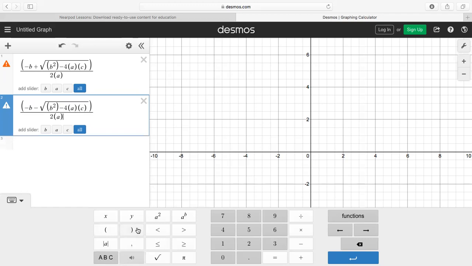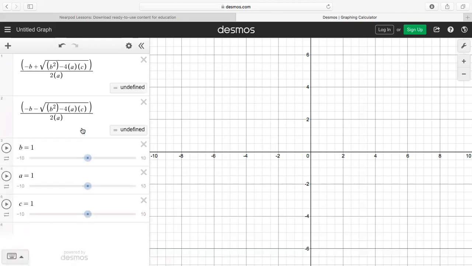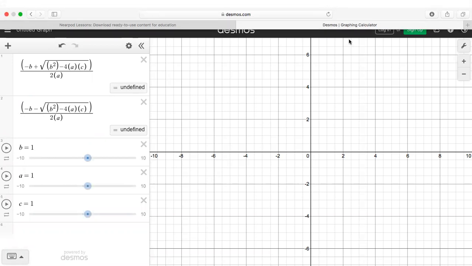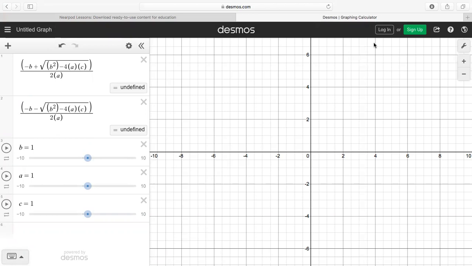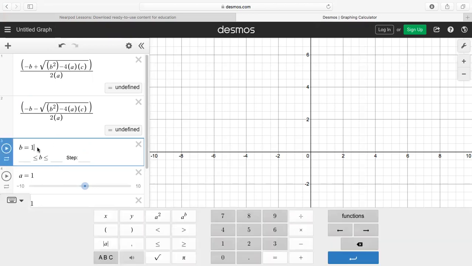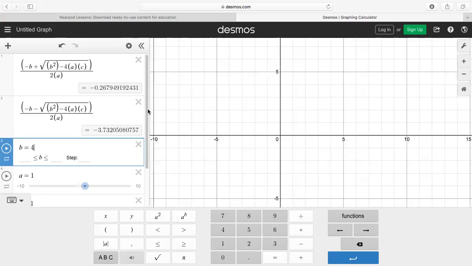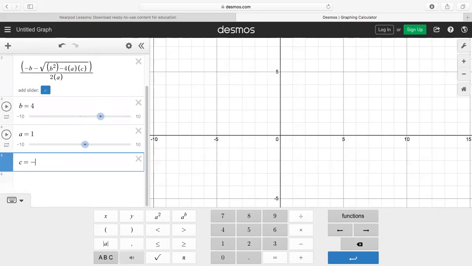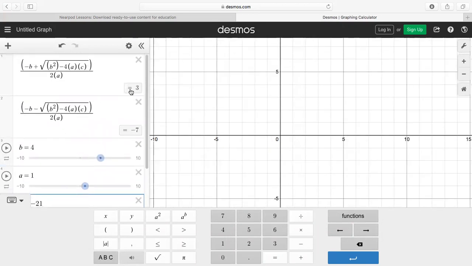I tried pressing on the parentheses and then I deleted it. Oh, you can press undo. You see this button right here? Now, if you press this thing that says slider, press all. Now, when you do that, if you put in our A, B, and C value from before, so what was our A, B, and C? Our A was 1. What was B? 4. And what was C? -21. If I do all that, look what it gives me, 3 and -7.